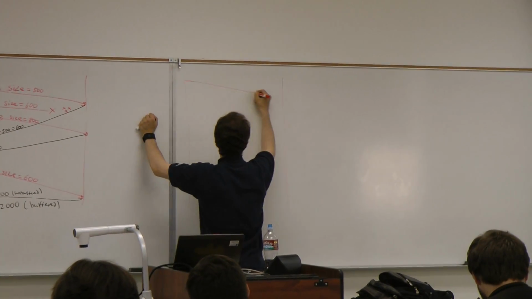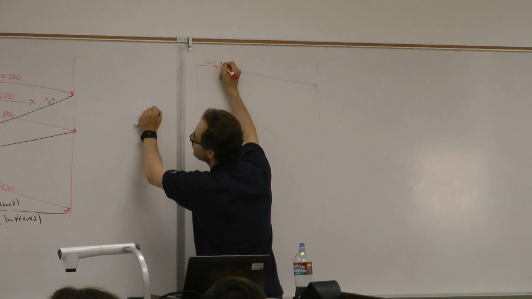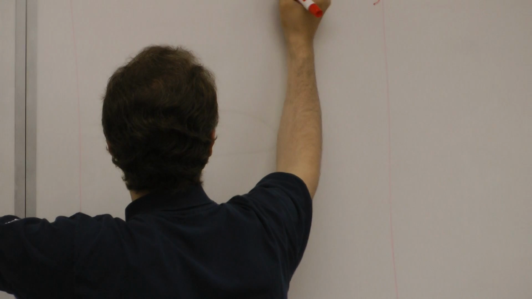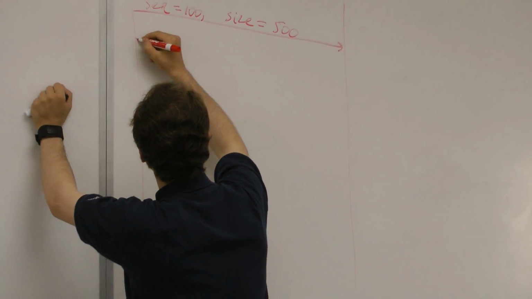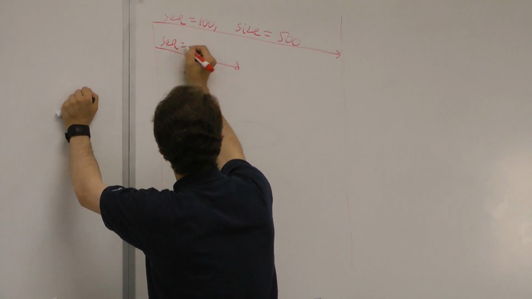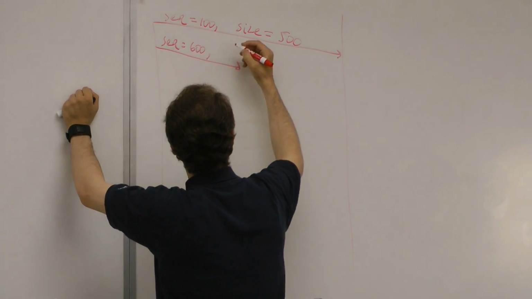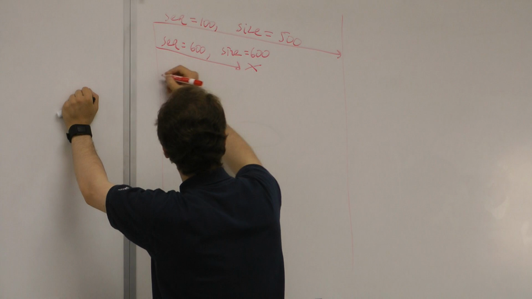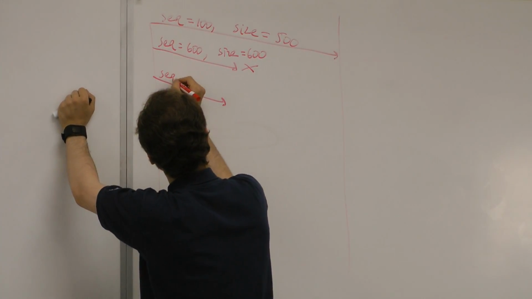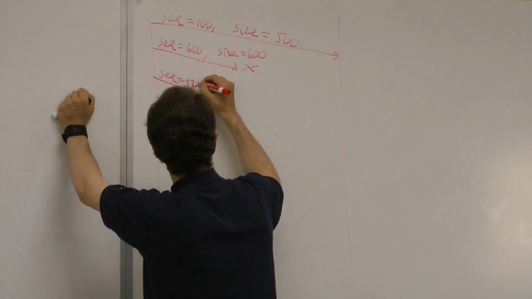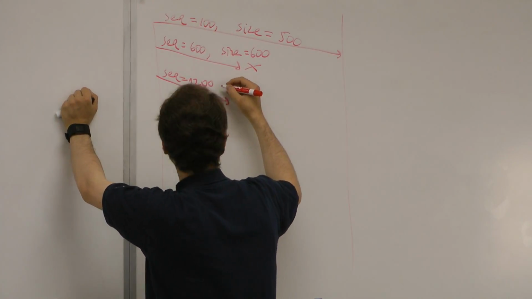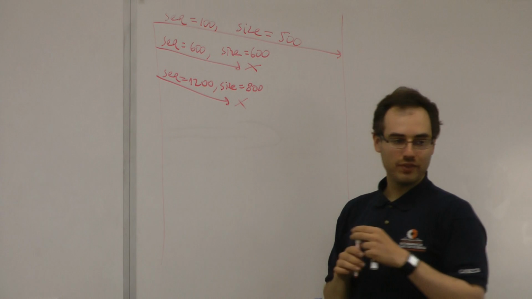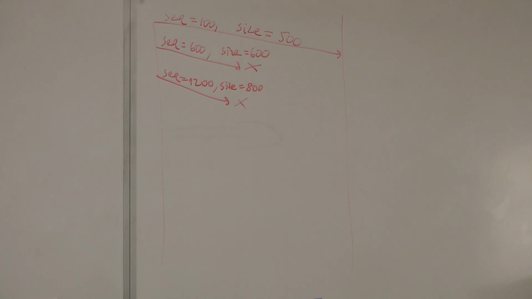So I'm sending the first packet. Sequence of 100, size of 500. Okay, it makes it just fine. Second packet, sequence of 600, size of also 600, but it's lost. Third packet, sequence of 1200, and size of 800. Also lost, right? Okay, I'm going to get rid of that here.